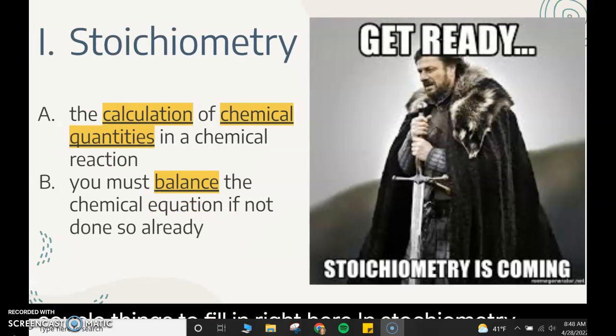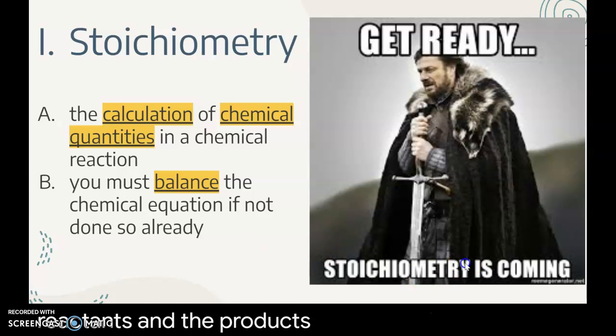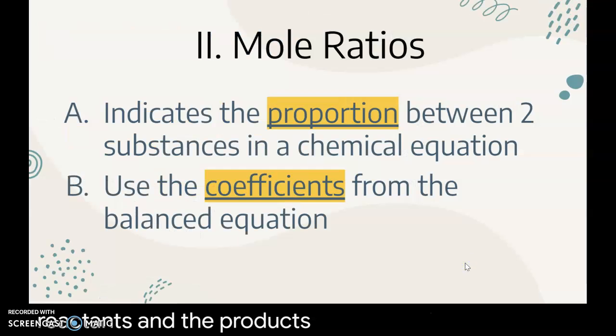And stoichiometry just helps us calculate the chemical quantities, like how much reactant we need or how much product we are going to make. It's really important that you balance the chemical equation first because you need to know how many molecules are involved in the reactants and the products. So you have to use something called a mole ratio. It's literally just a ratio of the coefficients in a balanced equation.